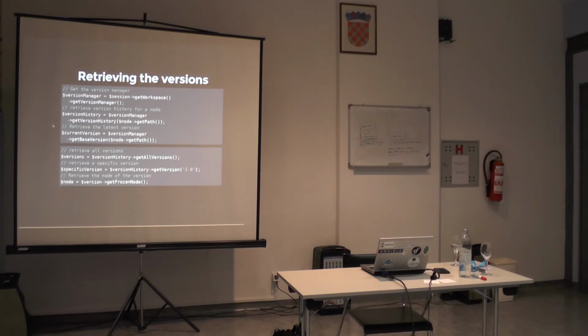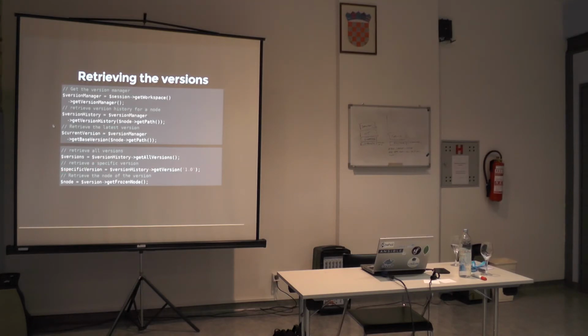For our dropdown that we are going to create, we are going to use the version history and just retrieve all versions. That will also contain the root version, which looks a bit weird, but it's fine for now. Besides this, you can also retrieve a specific version. So the label you saw in your terminal, version 1.0, you can just pass to getVersion on the version history, and you will receive a version object.